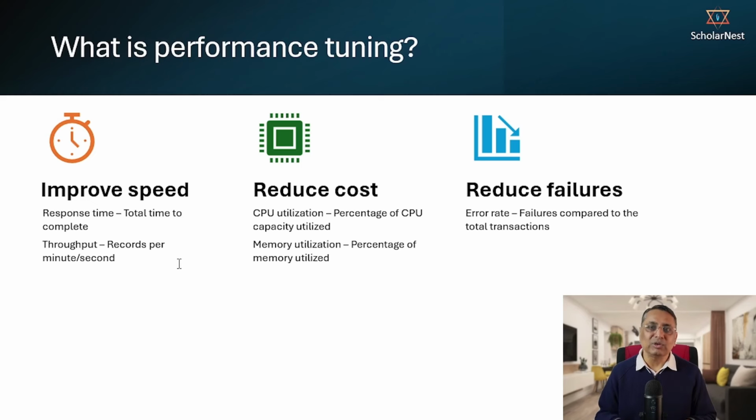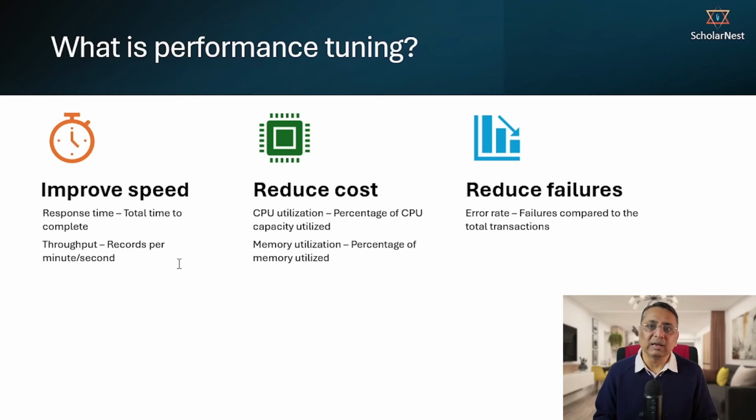But what do we actually mean by improving the speed? Do we want our query to run faster? Yes. So how do we measure whether our query is running faster now or not? Let's assume your query is currently running in 60 seconds. You did the performance tuning activity, you improved the performance, and now your query is running in 30 seconds. So you improved the performance by 30 seconds. But is this the correct measurement?